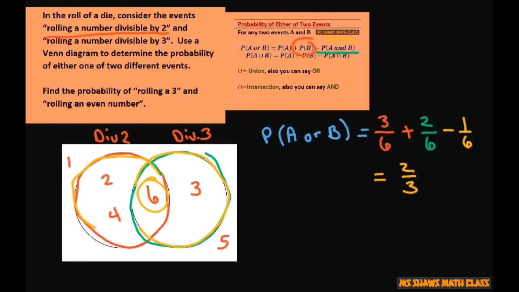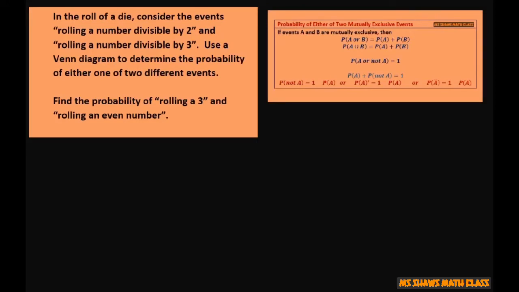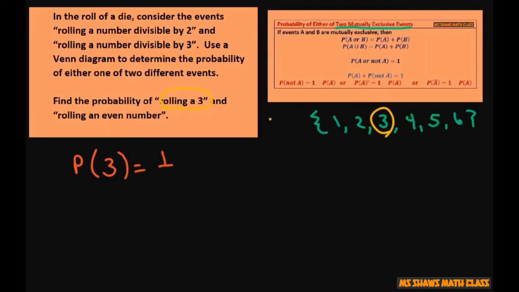Now let's go to the next problem. This one's going to be the mutually exclusive events. So again, my sample space is 1, 2, 3, 4, 5, 6. So the probability of A or B, and let's just see why it's exclusive. The probability of rolling a 3 is just going to be 1 out of 6. So the probability of 3 is 1 divided by 6.